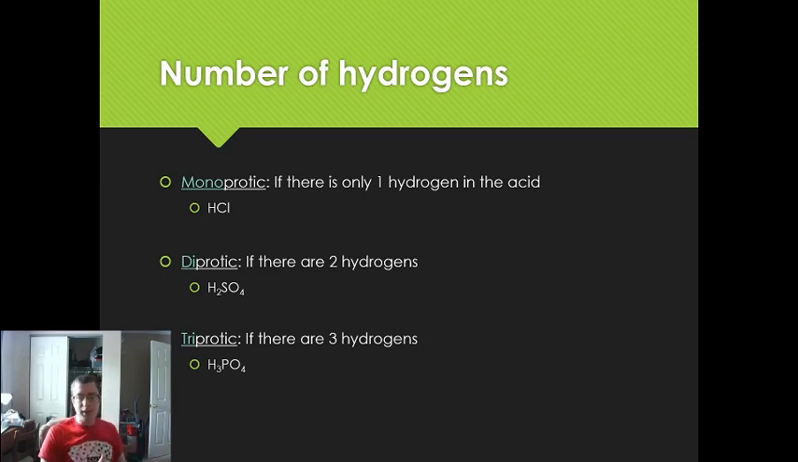Okay, then the last bit, I think, for acid stuff is the number of hydrogens. This is very, very simple. I'm pretty sure there's a multiple choice question on the test that's like, which one of these is monoprotic or diprotic or whatever. Please don't miss it. There's always a few people who miss it every year. This should be very, very simple. Monoprotic means there is one hydrogen.